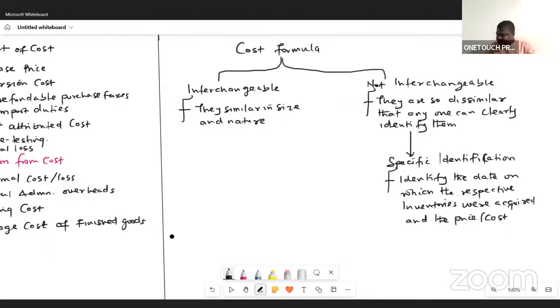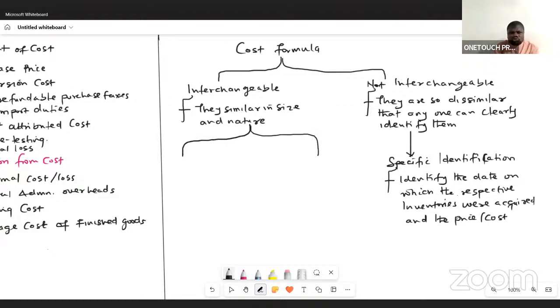But assuming I have some oranges, or books, for instance stationery, they are interchangeable. You cannot identify the ones you bought last week. You can't separate the one you bought last week from the one you bought this week, assuming it's the same design. So we say they are interchangeable.